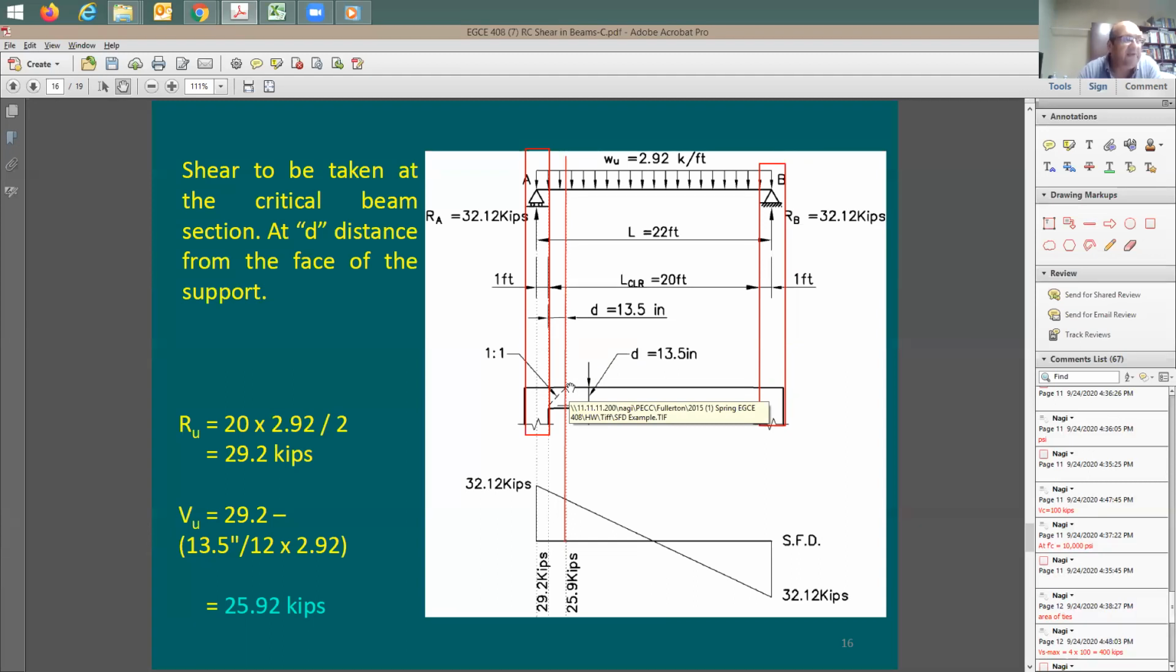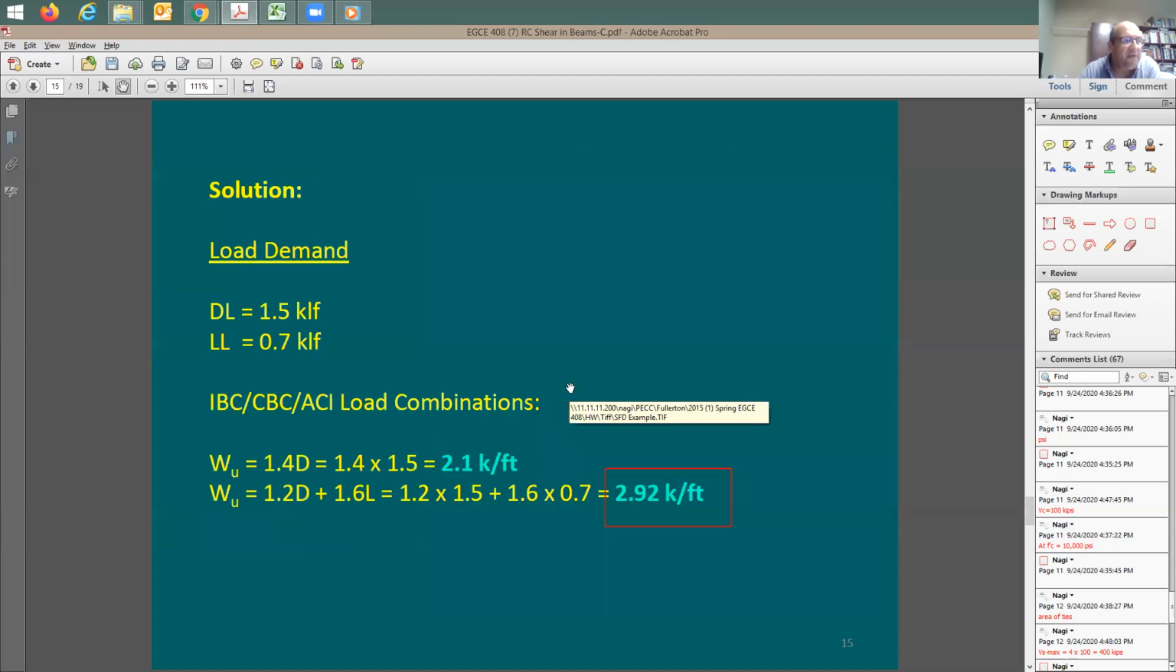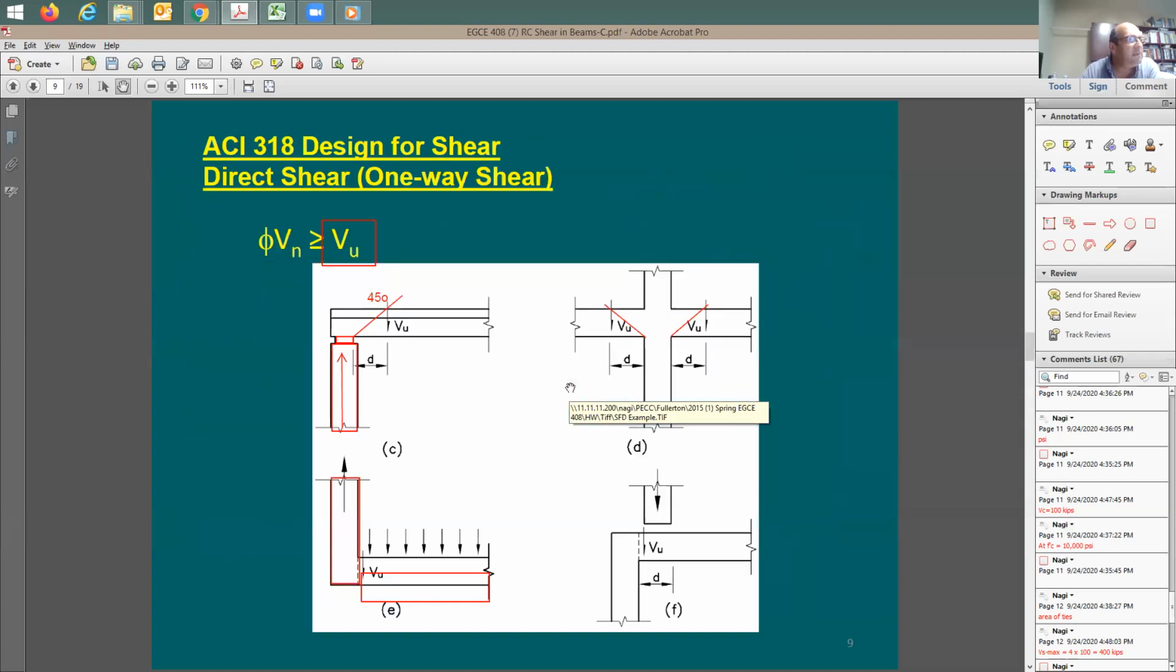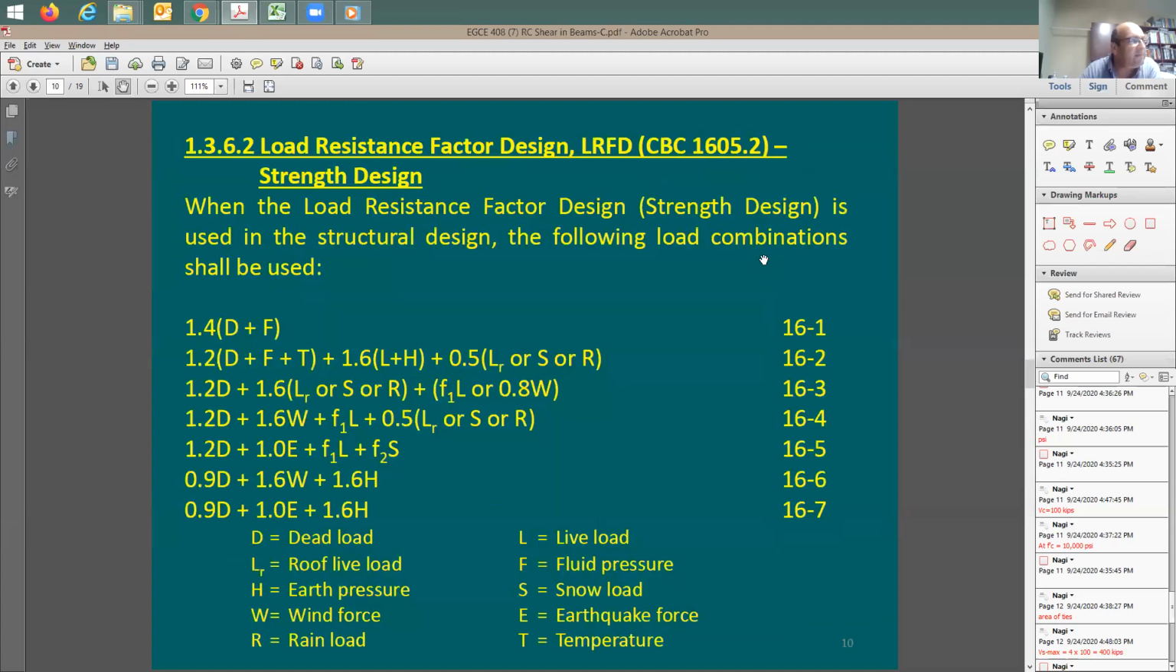How can we do this? Let me go back here one slide. The distance away from face of support. Where is this coming from? So okay, from here. So from face of support, I'm gonna go here the distance, right? Here's the distance because I'd like to do here this 45 degrees.